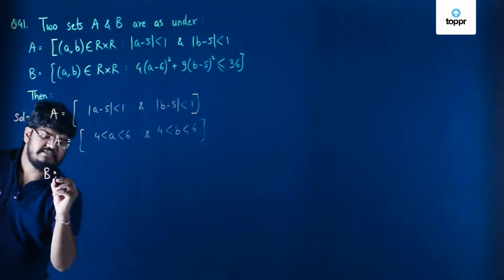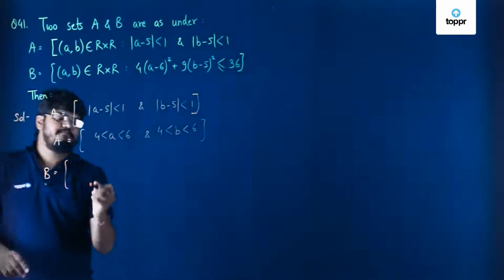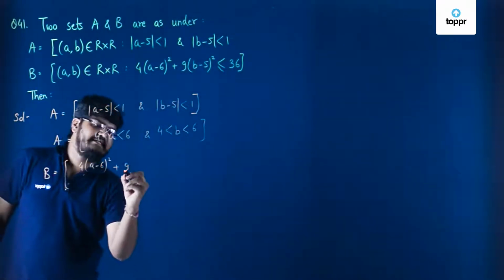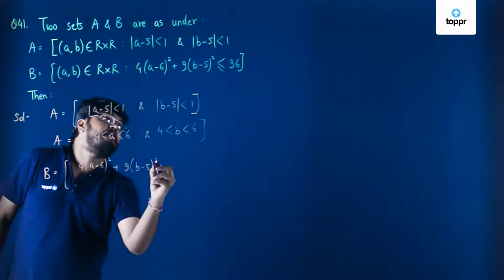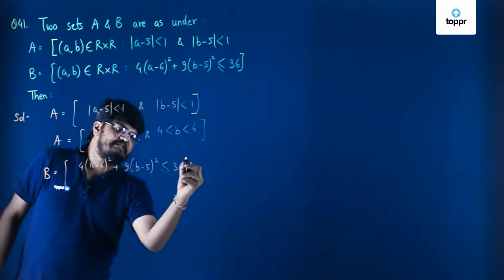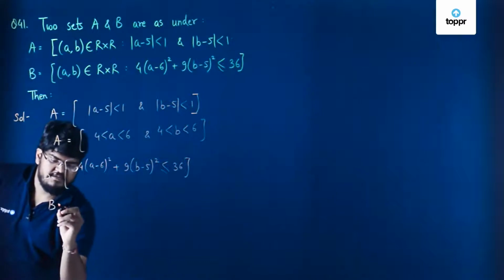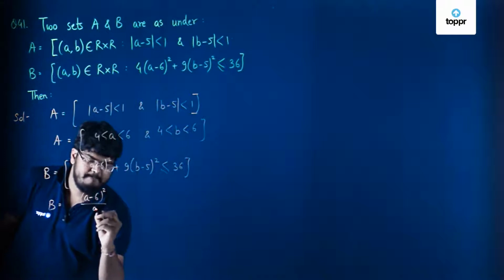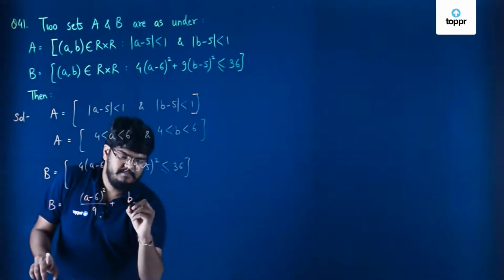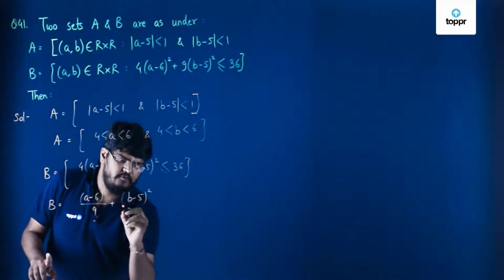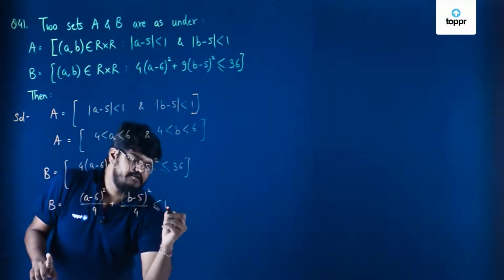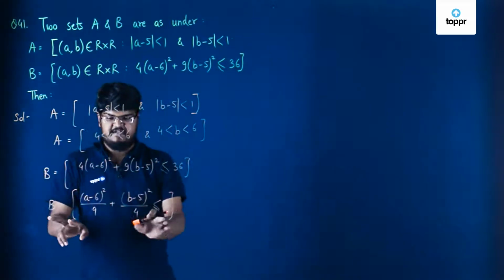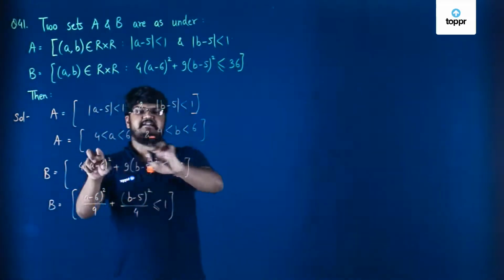Also for B, you can say that B is actually equal to 4 times (a minus 6) whole square plus 9 times (b minus 5) whole square is less than or equal to 36. So B basically can be written as (a minus 6) whole square by 9 plus (b minus 5) whole square by 4 less than or equal to 1. I can clearly see that B is basically restricted under this ellipse and A is restricted under this square.